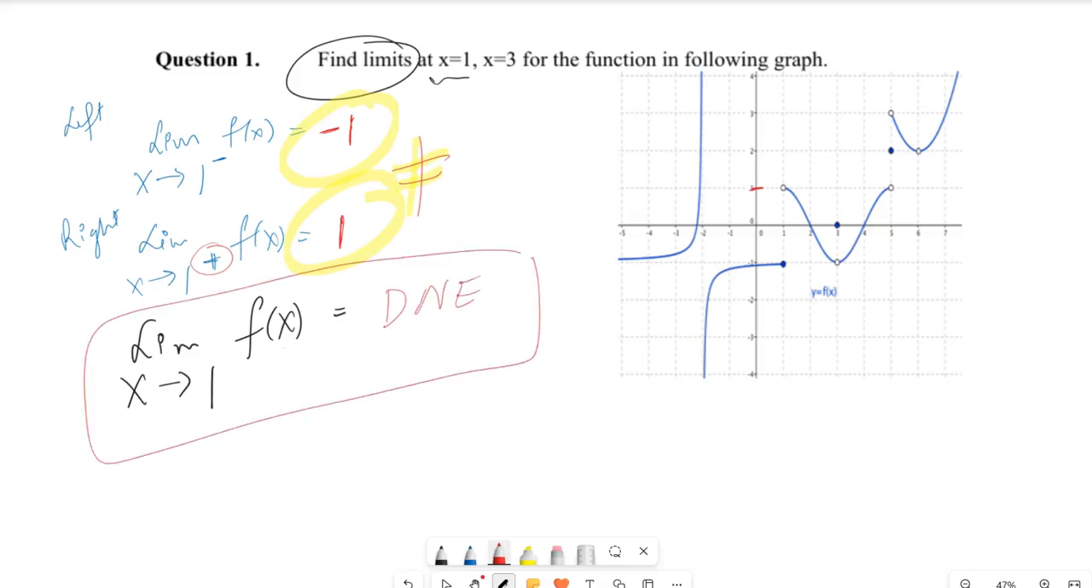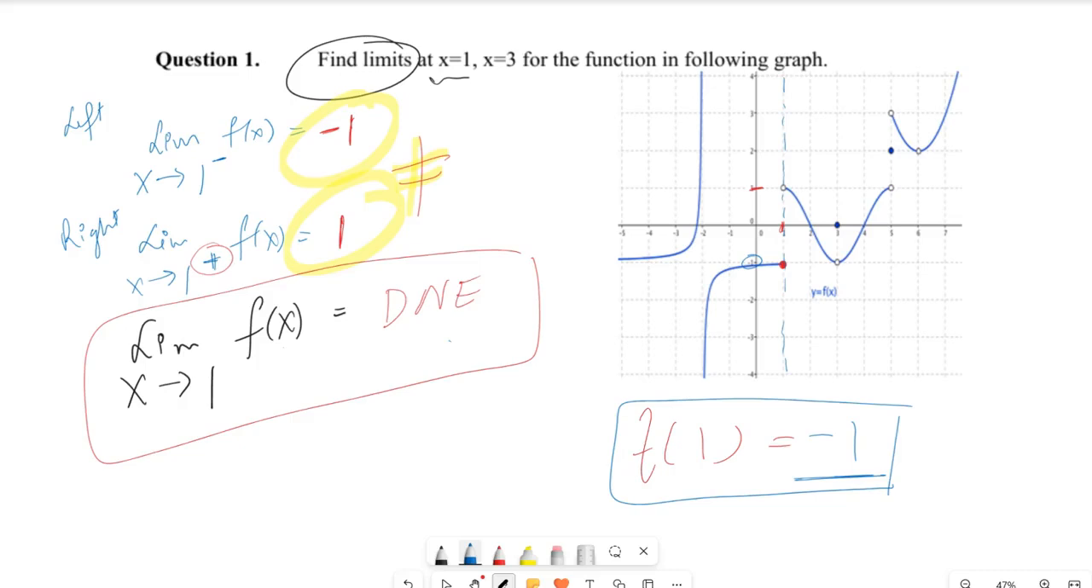That's the first part. If they also ask you what is the value of the function at 1, the value is different than the limit. Please remember that. The value of the function is where we have a solid point at 1. So imagine there is a dotted line passing through 1. If the function has a solid point or passes through that point somewhere, that will be the value of my function, and that is -1. Therefore, f of 1 exists and that is equal to -1, but the limit of the function does not exist.